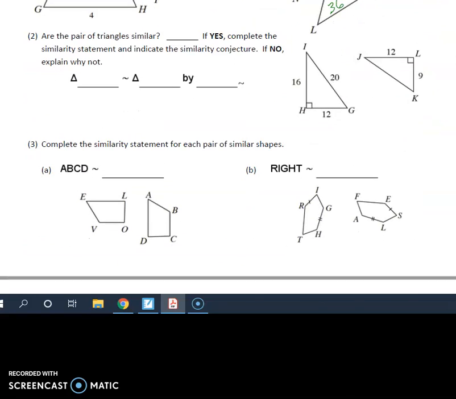Let's talk a little bit about setting up the second problem with corresponding sides. I think it's really important to try to get everything paired together. And so the L and the H being the right angles, I put those in that lower left corner.